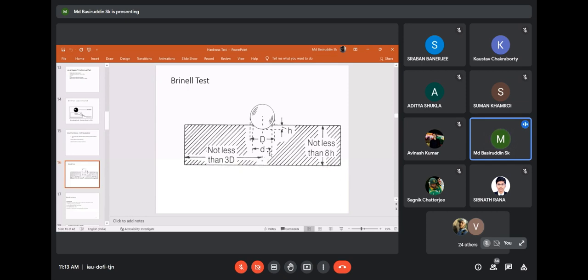Now, whenever we find that small d by capital D ratio is more than 0.5, that means the test is invalid. And similarly, whenever we find that small d by capital D ratio is less than 0.25, then also your test is invalid. Why? Because in those cases, whatever hardness values you get will be overestimated values.